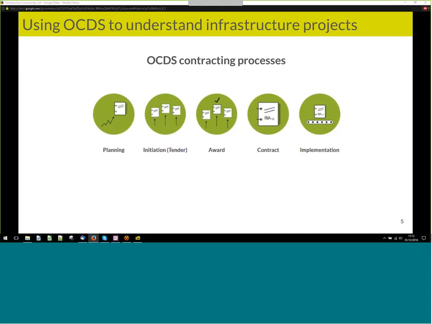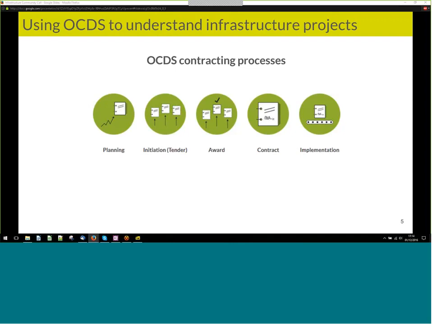So for those that are familiar with OCDS, I'm sure you've seen this graphic before. OCDS is all about describing contracting processes. These are the stages of the contracting process in OCDS. We've got 5 stages from planning through tender, award, contract, and through to implementation. We expect that to be similar for an infrastructure contracting process, but we expect to see extended planning and implementation stages compared to a procurement contracting process. But this is an individual contracting process.